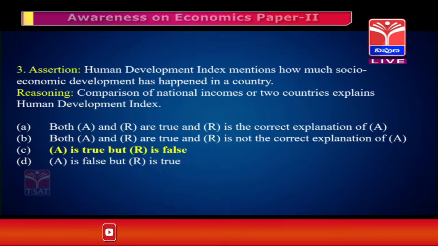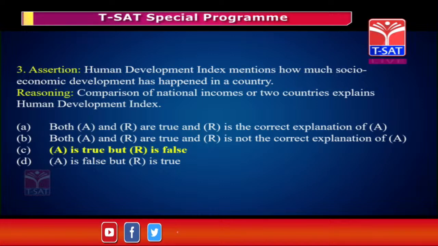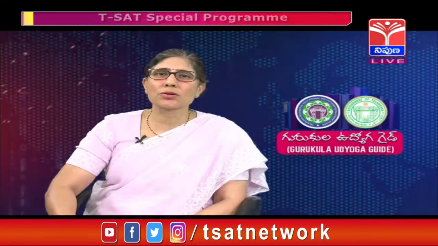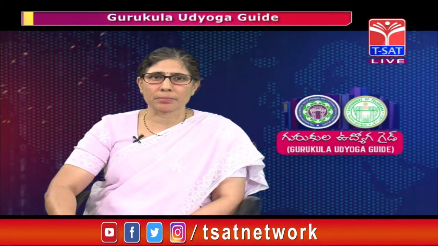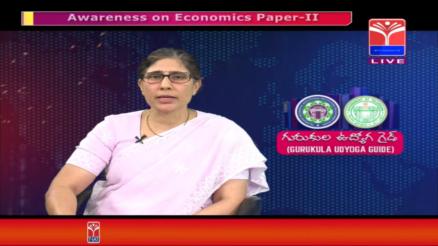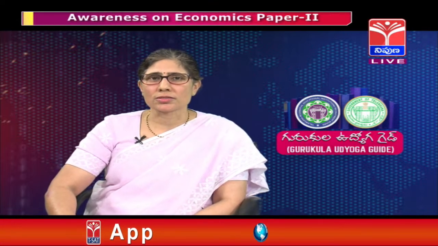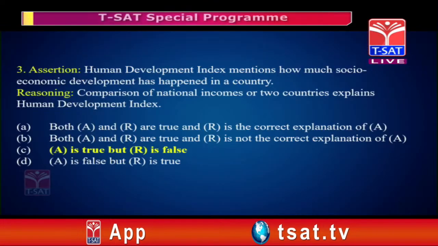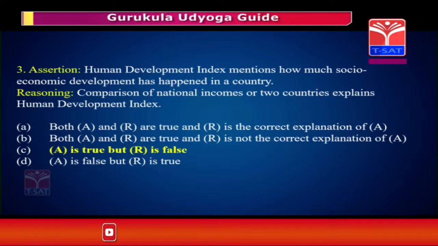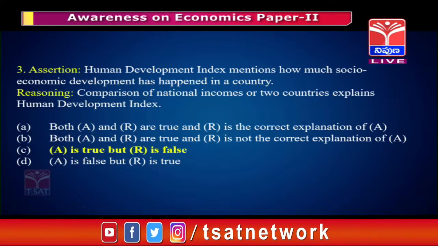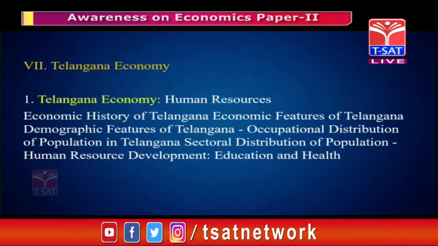So when we are talking about the national incomes of two countries, as I told you, it is purely connected to economic growth and not economic development. Therefore, the third choice where A is true but R is false, because A talks purely about economic development and R is a comparison between national incomes, which is not economic development but refers to economic growth. Therefore, it is a false option.